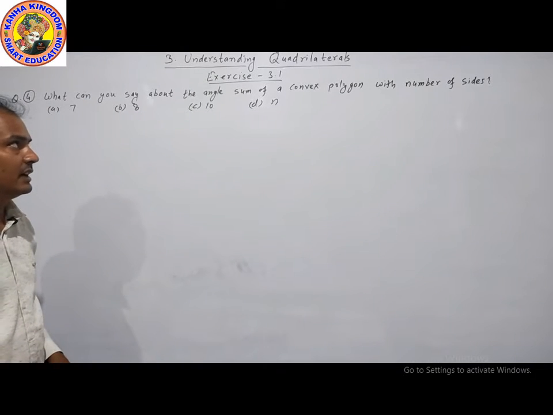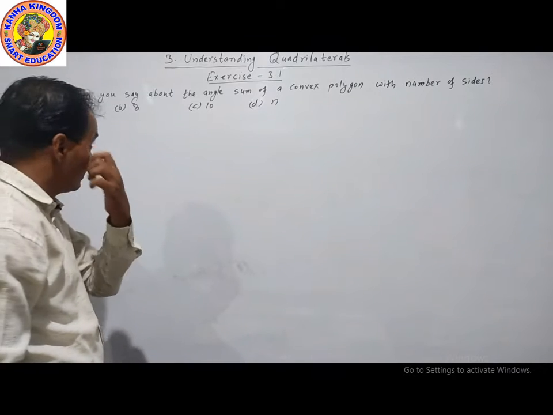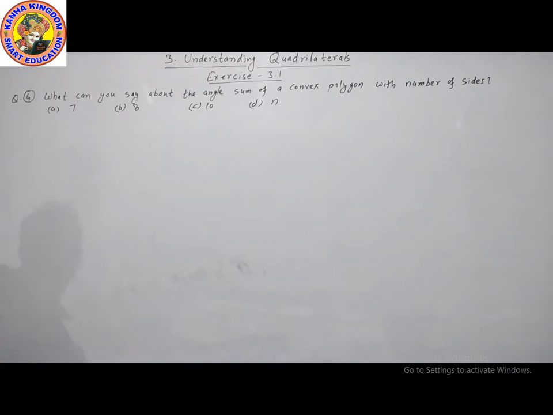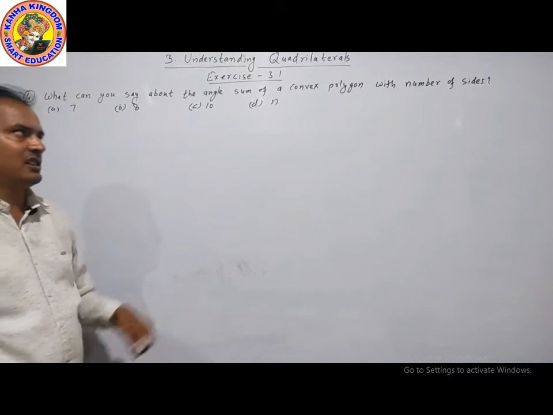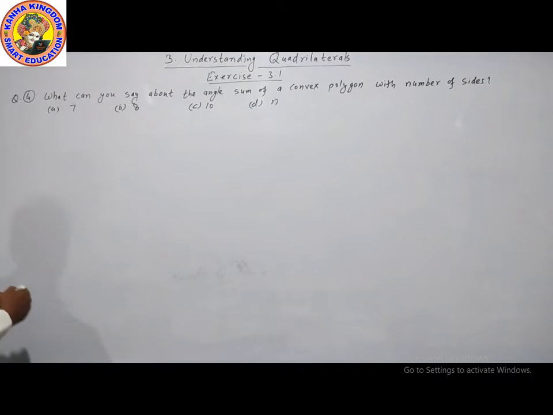Chapter number 3, Understanding Quadrilaterals, exercise 3.1, question number 4. What can you say about the angle sum of a convex polygon with the number of sides? In our last video, I wrote down the formula for the angle sum of a polygon.